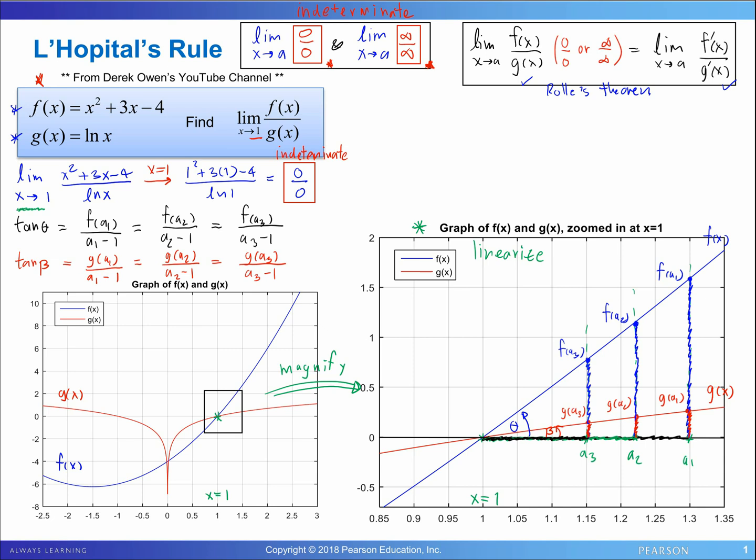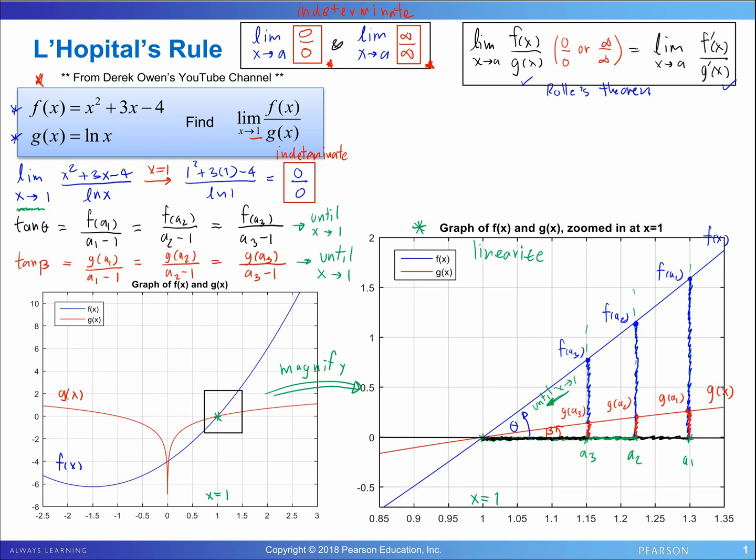Now I want you to imagine that this process keeps going until it gets very, very close to x equal to 1. So this is going to keep going this way until x approaches 1. Same thing over here. This fraction for tan theta is going to keep going until x approaches 1. Same thing down here for tan beta. It keeps going until it's very, very close to 1, or x approaches 1.